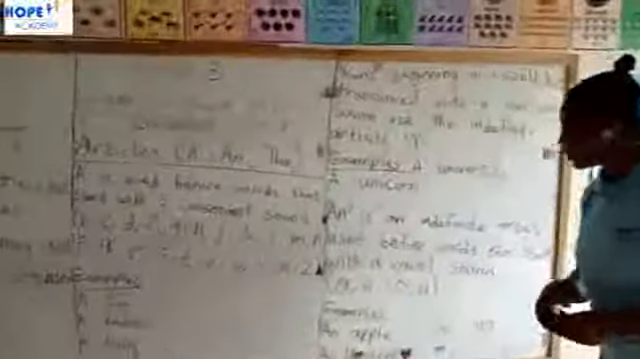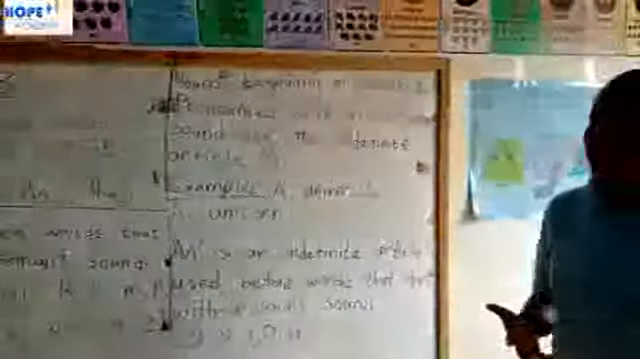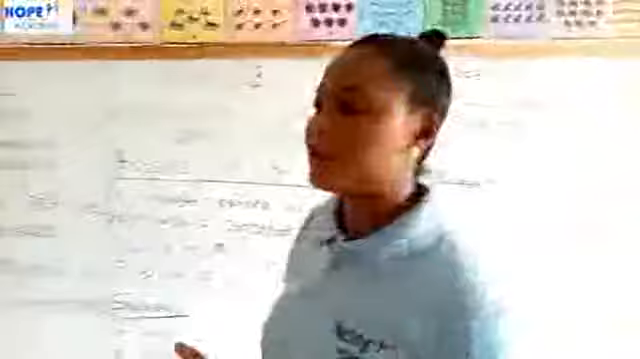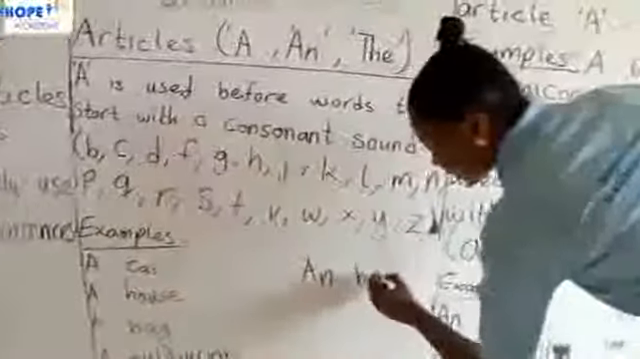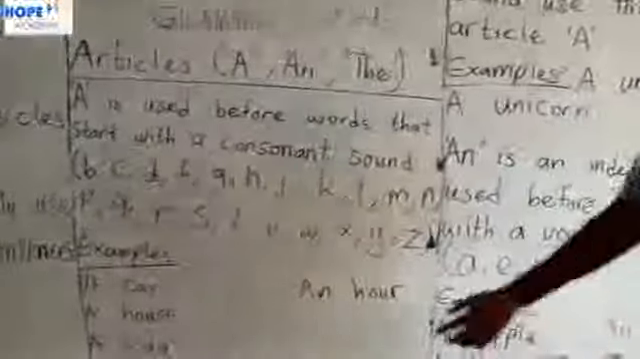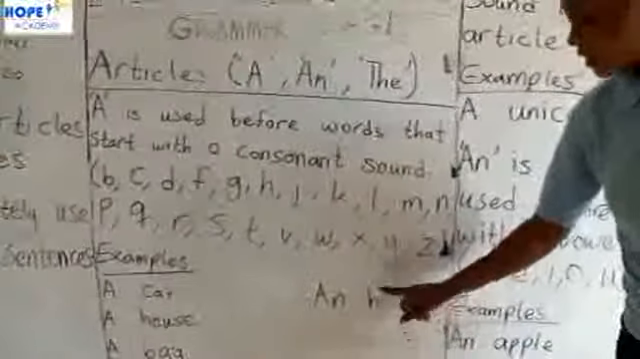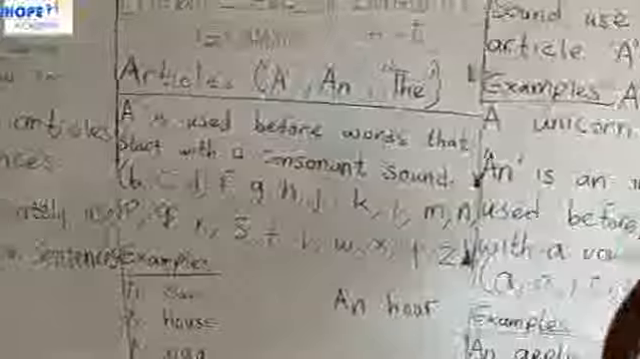Now, note that some words start with consonants but are pronounced with a vowel sound. So nouns beginning with a consonant but pronounced with a vowel sound use the indefinite article an. So we have an example like an R. This noun starts with what? A consonant, but we pronounce it as what? A vowel. R.